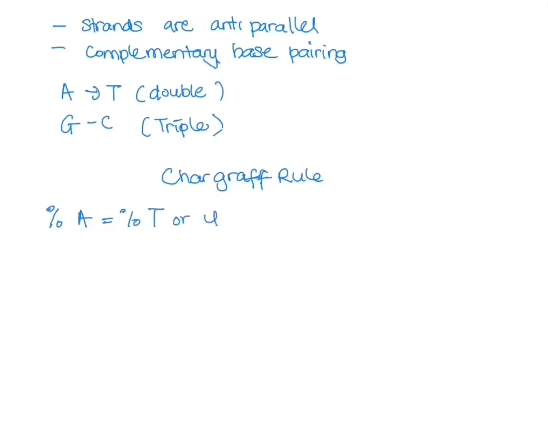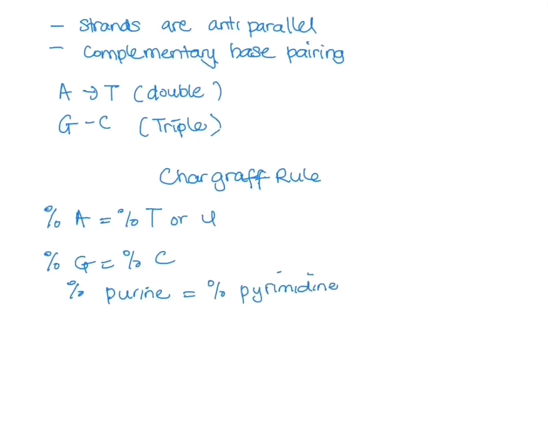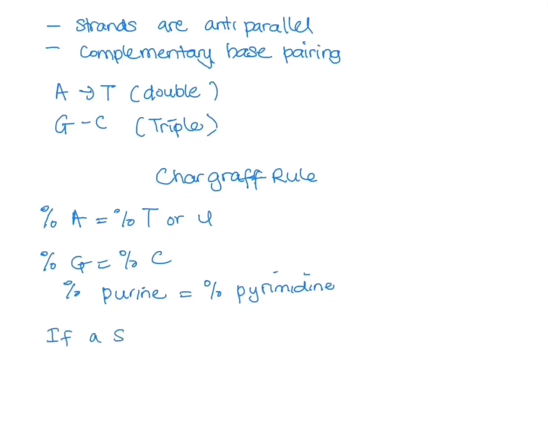In molecular medicine, there is an important rule that is called the Chargaff Rule. This states that the percentage adenine is equal to the percentage thymine, or uracil for RNA. The percentage guanine is also equal to the percentage cytosine. That means that the percentage purine is equal to the percentage pyrimidine.